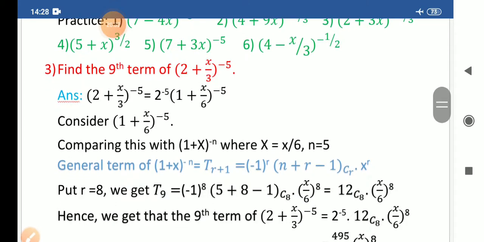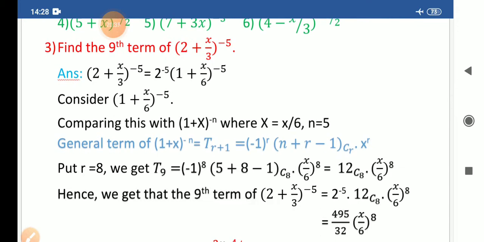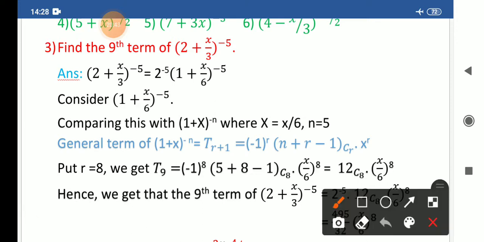Find the ninth term of (2 plus x by 3) whole power minus 5. You find the particular term. (2 plus x by 3) power minus 5 is 2 power minus 5 into (1 plus x by 6) power minus 5. First we take this. Comparing with (1 plus x) whole power minus n, x is this x by 6 and n is equal to 5. The general term of (1 plus x) power minus n, you remember this, is minus 1 power r into (n plus r minus 1) c r into x power r.